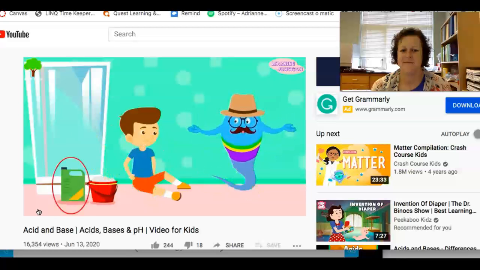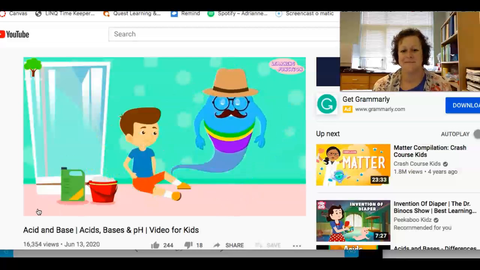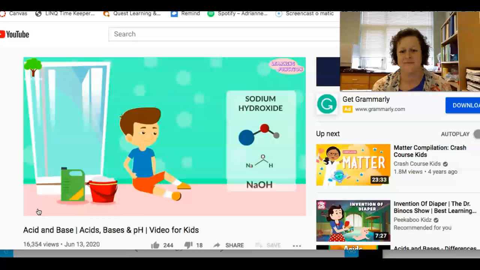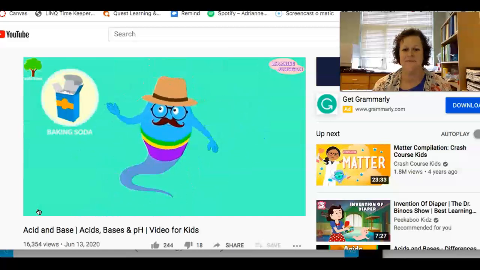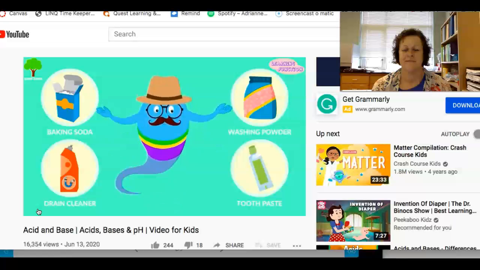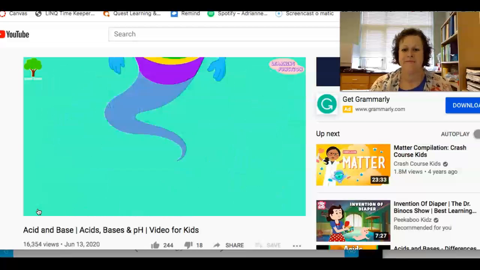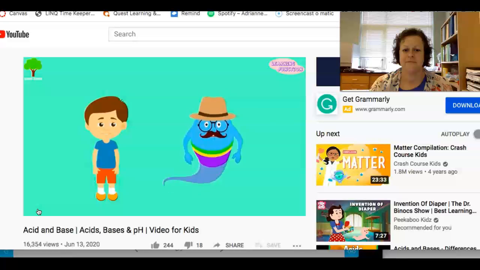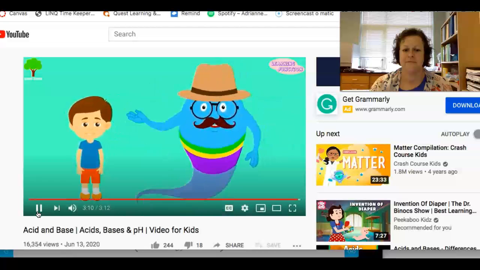Oh, careful. There is cleaner on the floor. It is slippery. Bases feel slippery because these are soapy in nature. That's why some of them, like sodium hydroxide, are used in cleaners. Some common household items that contain bases are baking soda, drain cleaner, washing powder, and toothpaste. Some common household items that contain acids are yogurt, vinegar, lemon juice, and batteries. Now you know a lot about acids and bases. Stay tuned for more videos.